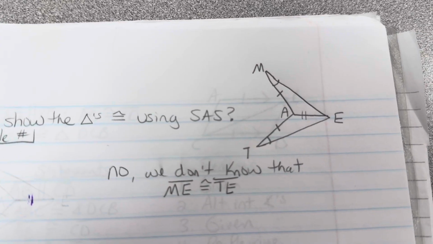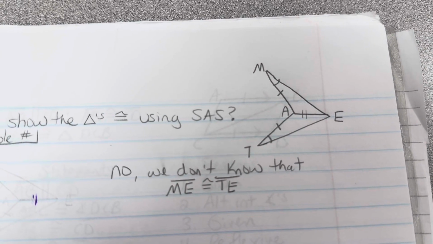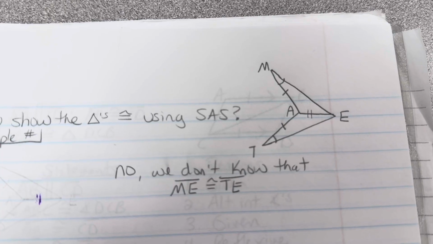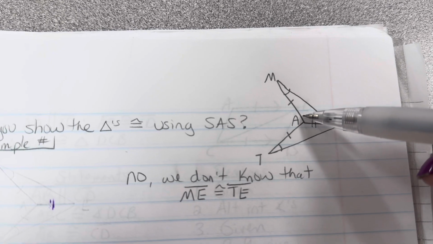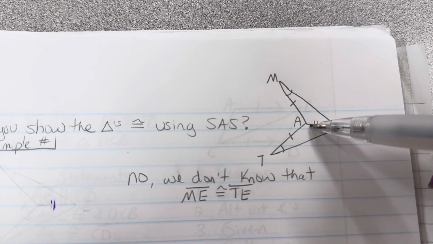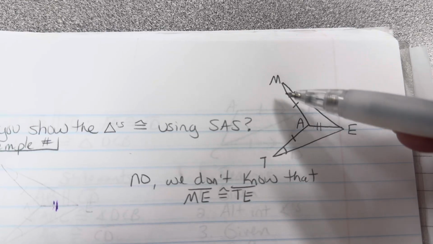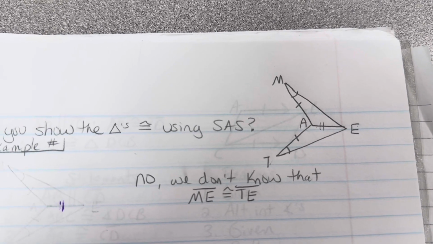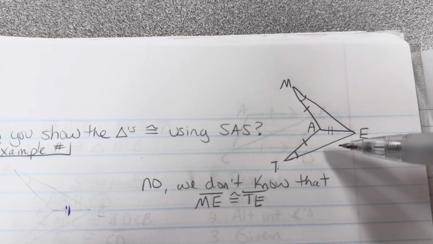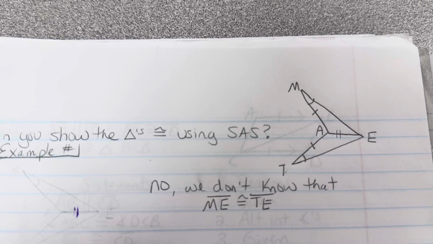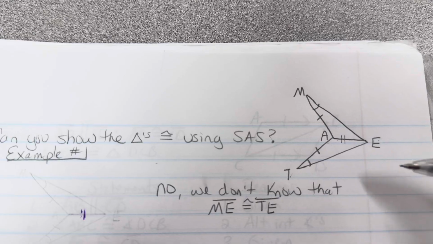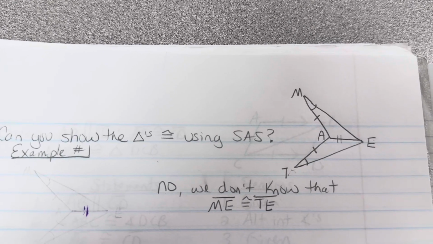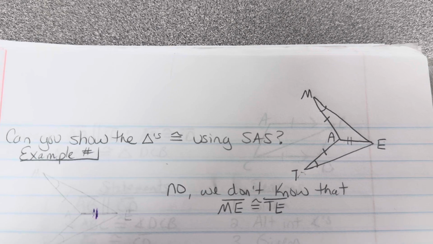So looking at what's given to us, this is not a side angle side relationship. It has to be the angle that's sandwiched between the two sides. If I knew that this angle A and this angle A here would be congruent, that would be MAE and TAE, that would be a side angle side relationship. This is not a side angle side relationship. If we wanted to make this a side angle side relationship, we would have to know that TE and ME are congruent, then it would be side angle side.